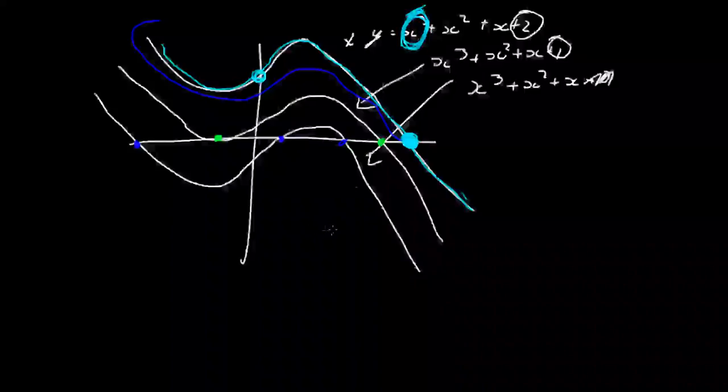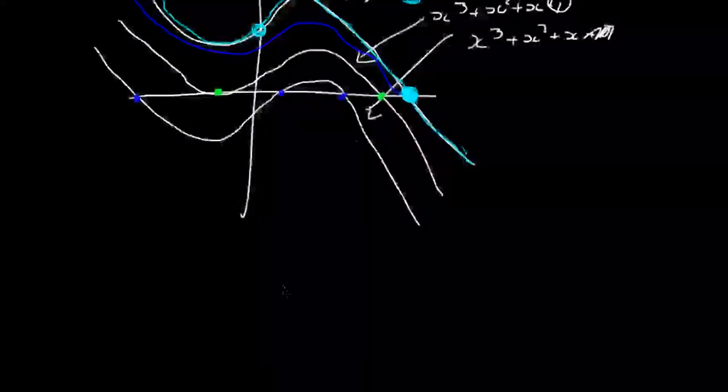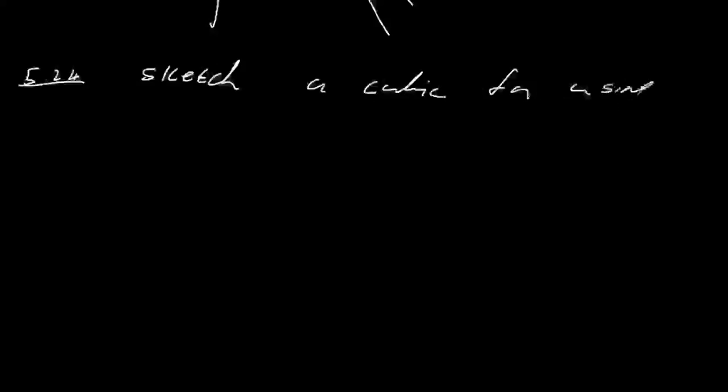Okay. And this brings us to the last piece of chapter 5. At last, we're done with chapter 5 after this. 5.24. Sketch a cubic function using differentiation.